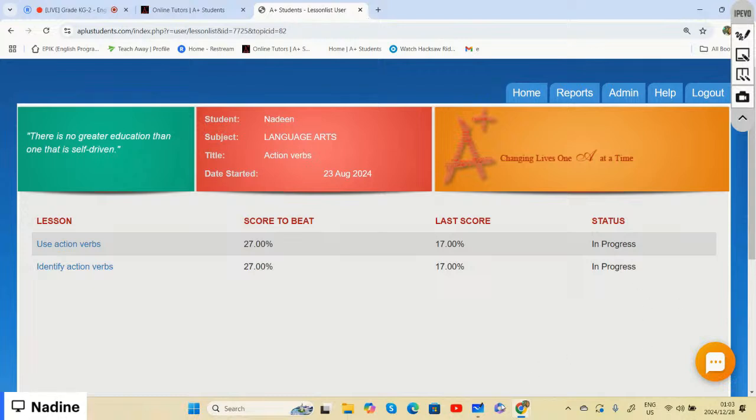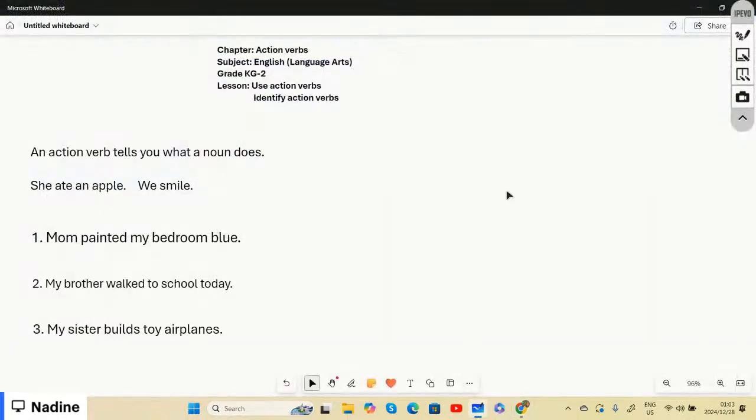All right, so our chapter is action verbs. Our subject is English language arts. We're doing grade kindergarten to 2, and the lessons that we are going to be focusing on under the chapter of action verbs are to use action verbs and also to identify action verbs. That is going to be our lessons for today.